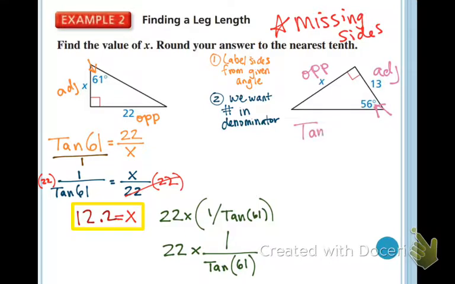So we're going to say tangent of 56 degrees equals the opposite, which is x, over the adjacent, which is 13. So we want the number in the denominator. Do we have to do anything in this problem to make the number in the denominator? No. So you're not going to flip it. You're going to leave it like it is. What's happening to x? It's being divided by 13, so we're going to multiply both sides by 13.